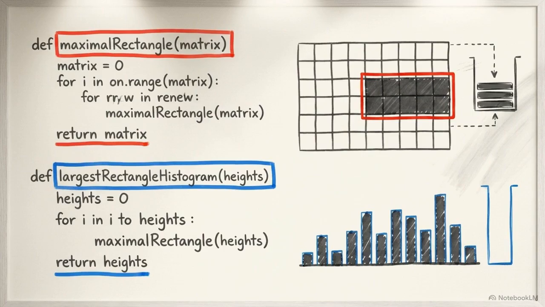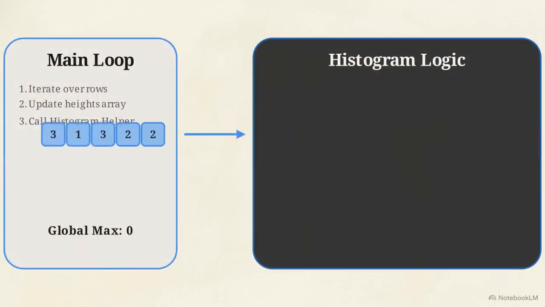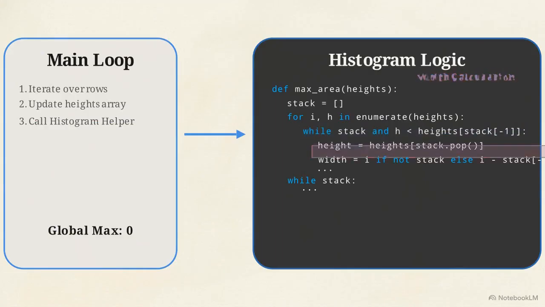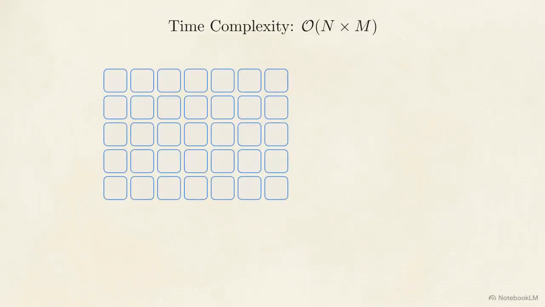This logic is implemented using two functions, one to iterate through the matrix rows and another to handle the stack-based histogram calculation. The matrix loop updates the heights array in place. This is efficient because we only need to store one row of data at a time as we move downward. Separating the stack logic into a helper function keeps the code organized and makes it easier to debug the boundary conditions of the rectangle.